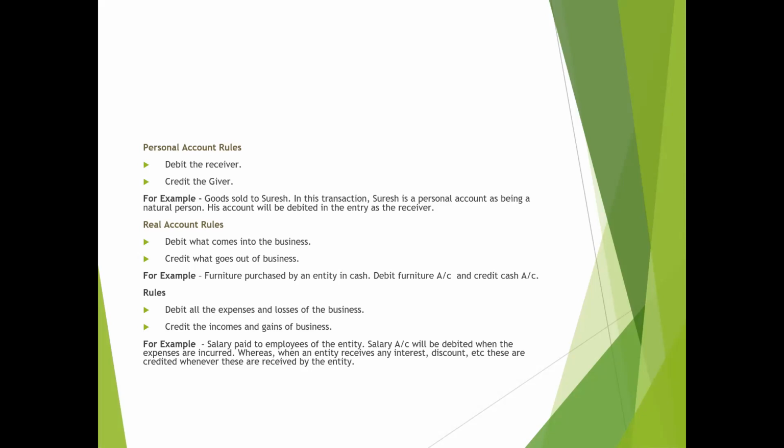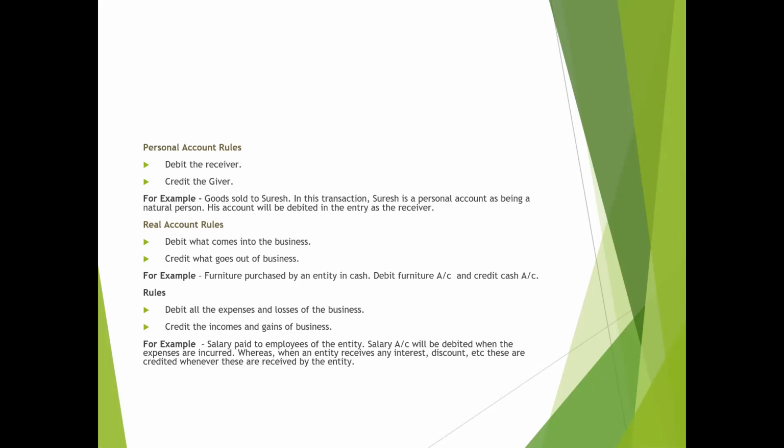So, next, real account example. Debit what comes into the business and credit what goes out of the business. For example, furniture purchased by an entity in cash. So debit furniture account and credit cash account.